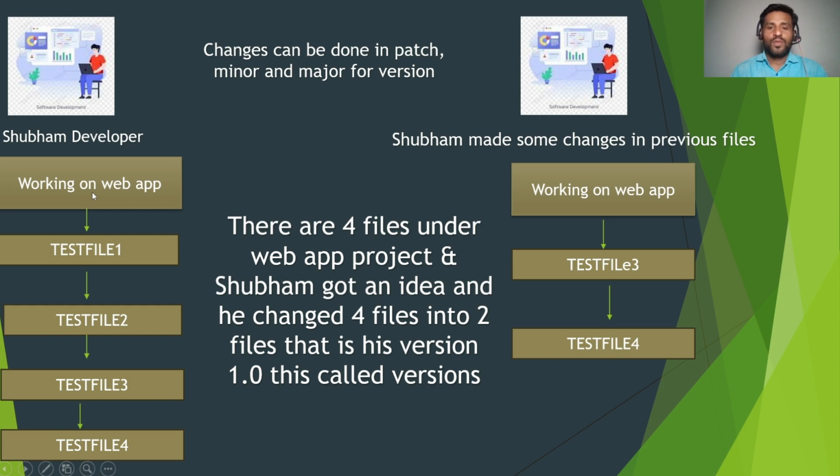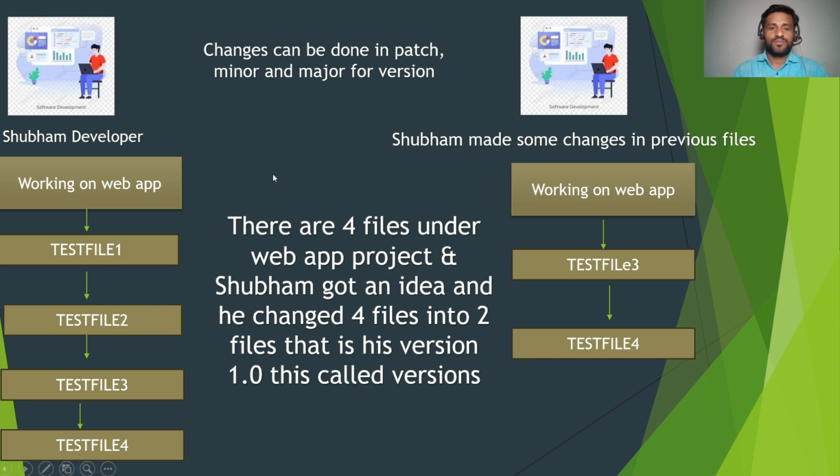Suppose while working on this, he thought there are some changes that, if he made them, could be more beneficial. So Shubham made some changes in the previous files. He did not take test file 1 and test file 2, so he took test file 3 and 4. He might have included one or two of them, or he might have excluded them, and he made another version. This is the version, right? If this is the base, and something changes through this base, that's called version 1, so 1.0 is the version.